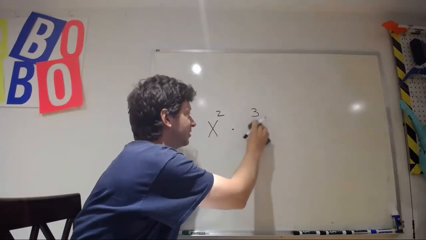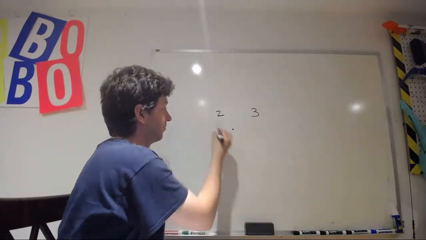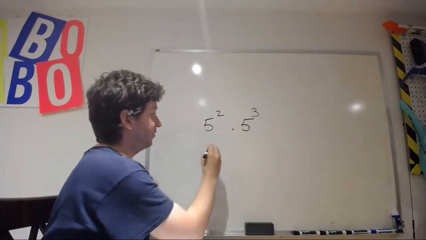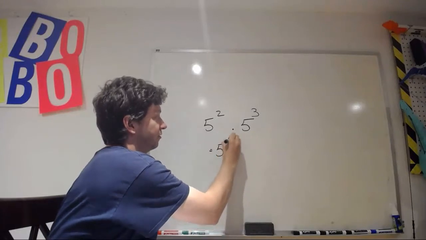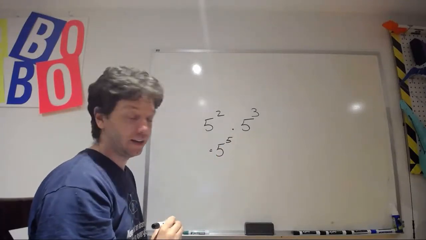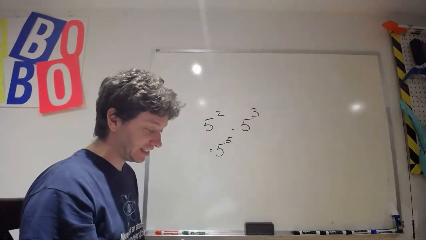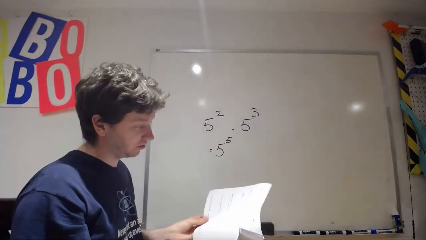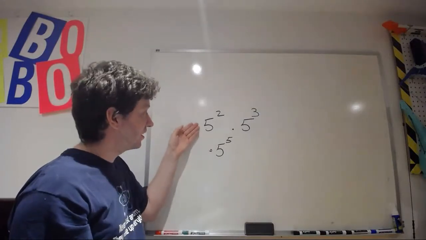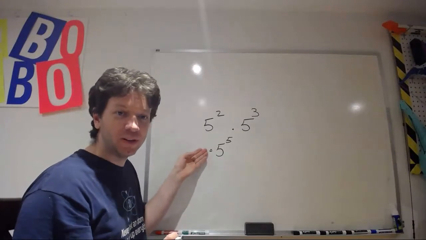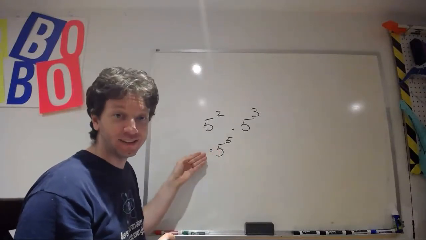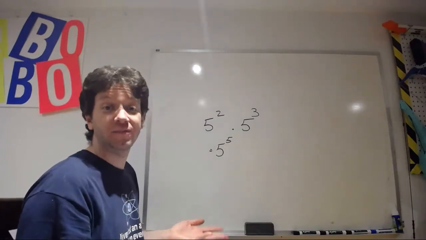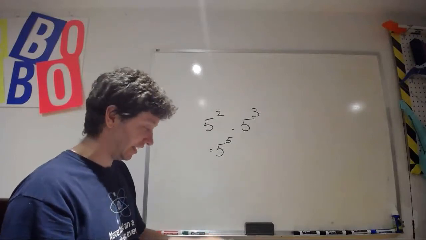So this only works for similar bases. It doesn't have to be a variable, though. I can have a number. I can have 5 squared times 5 cubed, and that would equal 5 to the power of 5. Now, a lot of the times in this package, it says to simplify. This question is simplified. You don't need to plug into a calculator what 5 to the power of 5 is. That would mean you're evaluating. In most of these questions, I don't ask you to evaluate, just to simplify, as much as you can.